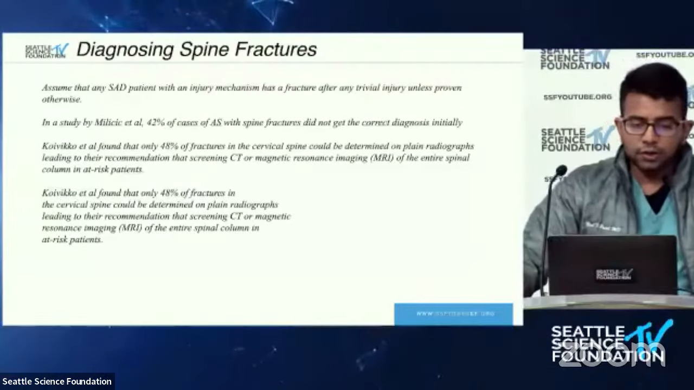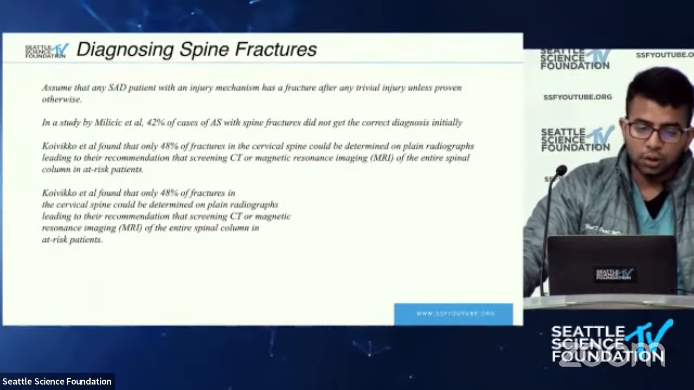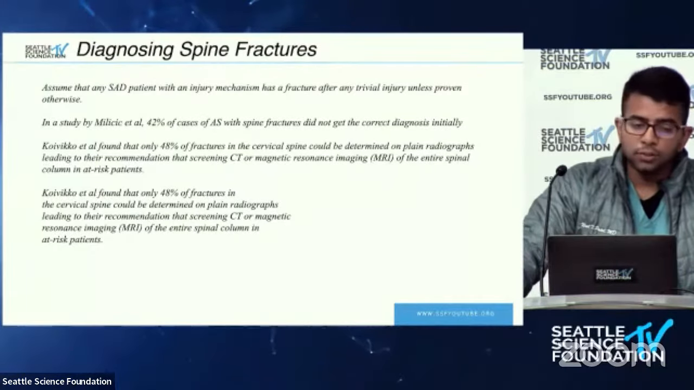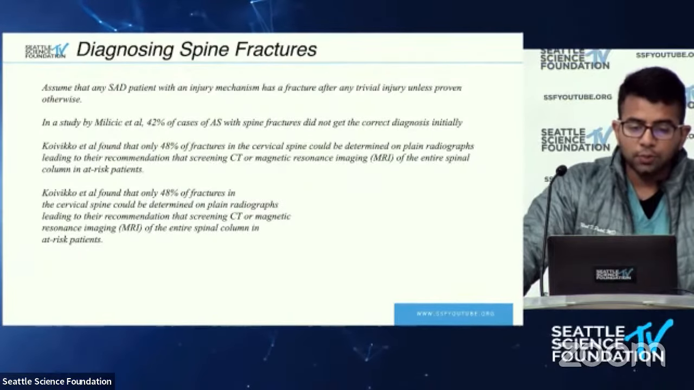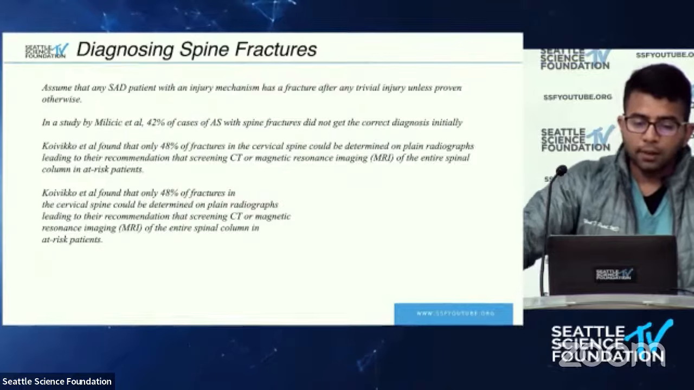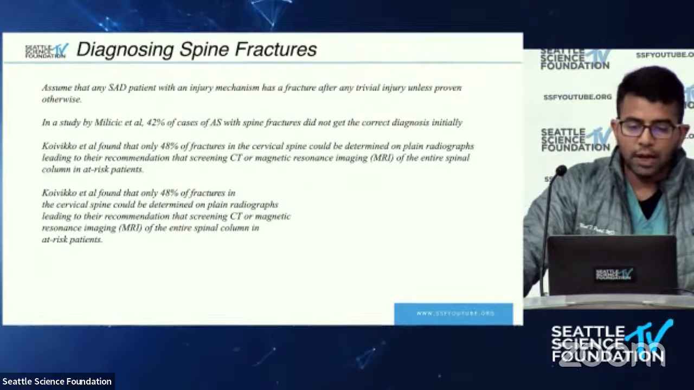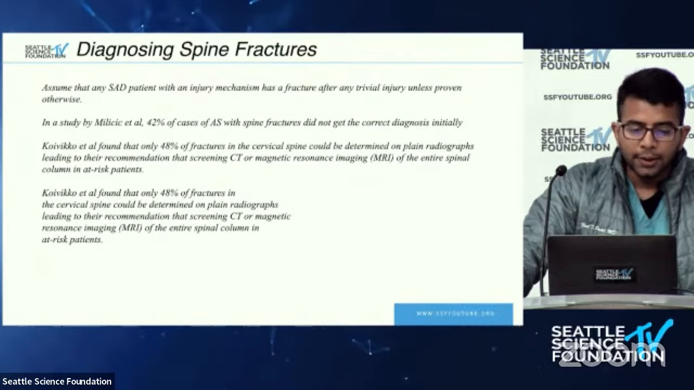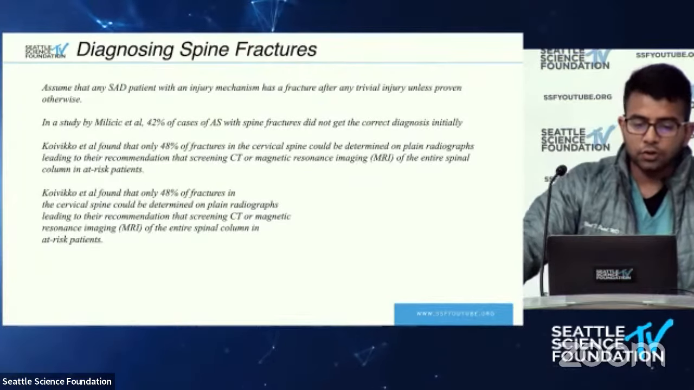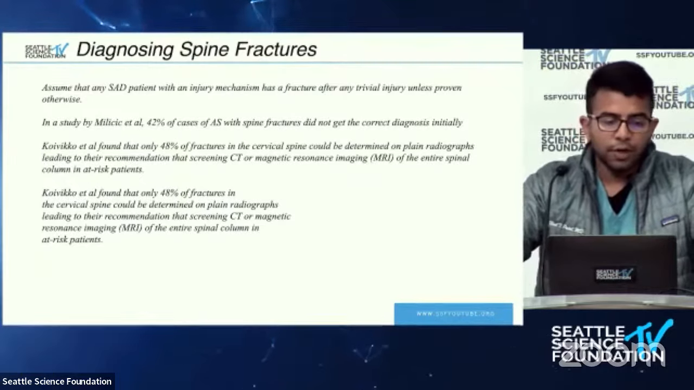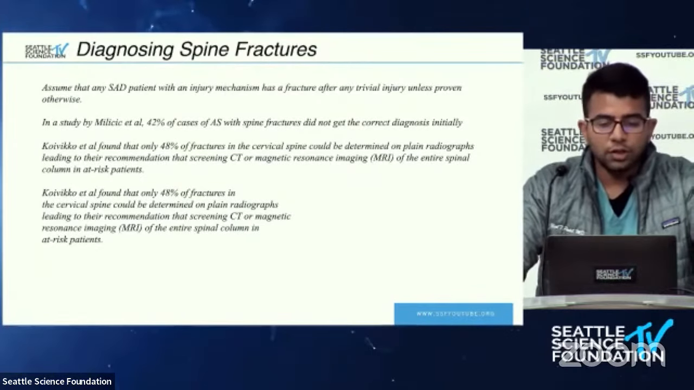Diagnosing these fractures, always assume that these patients can have trivial injury mechanisms but can have a pretty bad fracture. A study showed 42% of patients with AS had spine fractures but did not get diagnosed initially, so it took them a second or a third round of imaging to get diagnosed. 48% of the fractures in the cervical spine could be determined on plain radiographs, leading to a recommendation for CT or MRI.